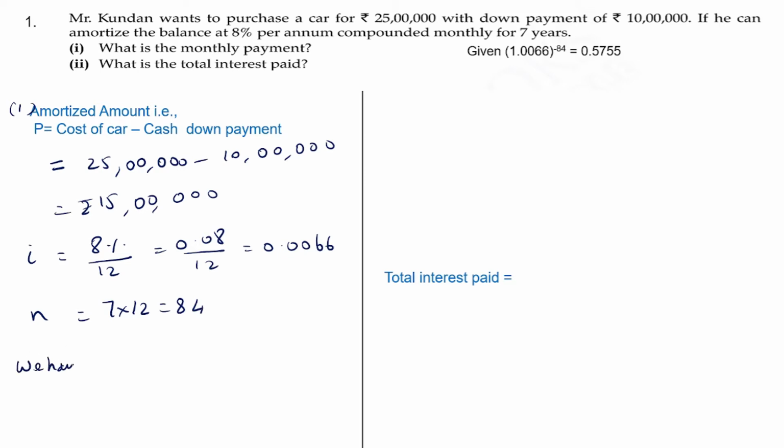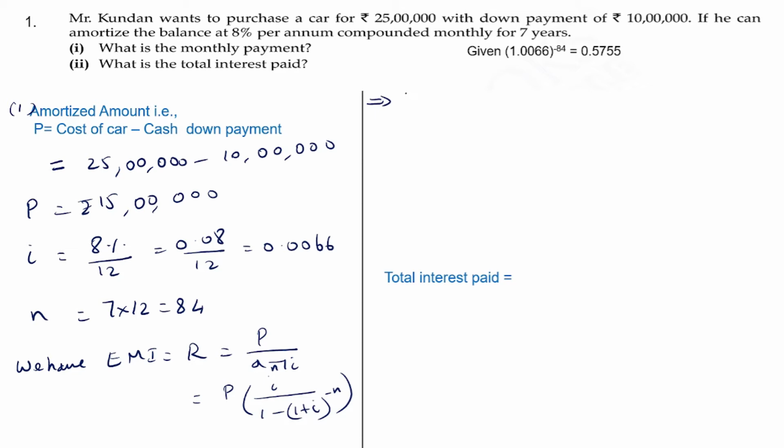We have EMI, R, is equal to P upon A angle I for I rate per period. It is P into I upon 1 minus 1 plus I the whole raised to minus N. Now if we substitute each of the values from here, we will be able to find EMI. This is P.